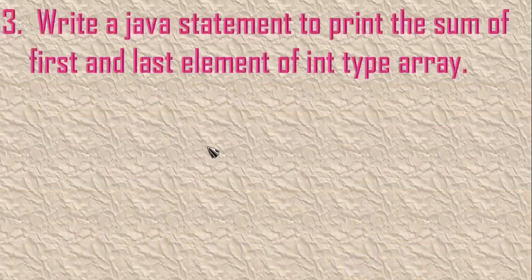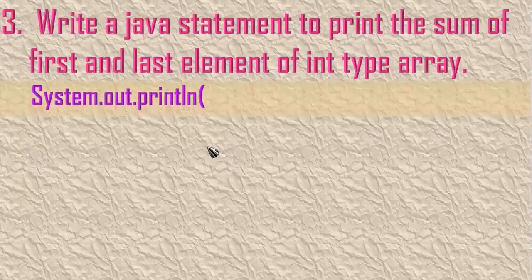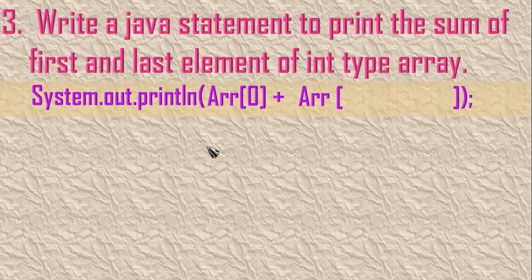Third question, write a Java statement to print the sum of first and last element of an int type array. It is asked to print, so we will type System.out.println. We already know each element of an array will have its index number as address. The first index number will be 0, so we can say ARR[0]. So it will take the first element plus the index of the last element. Index of the last element will always be 1 lesser than the length. So we can give ARR.length - 1.